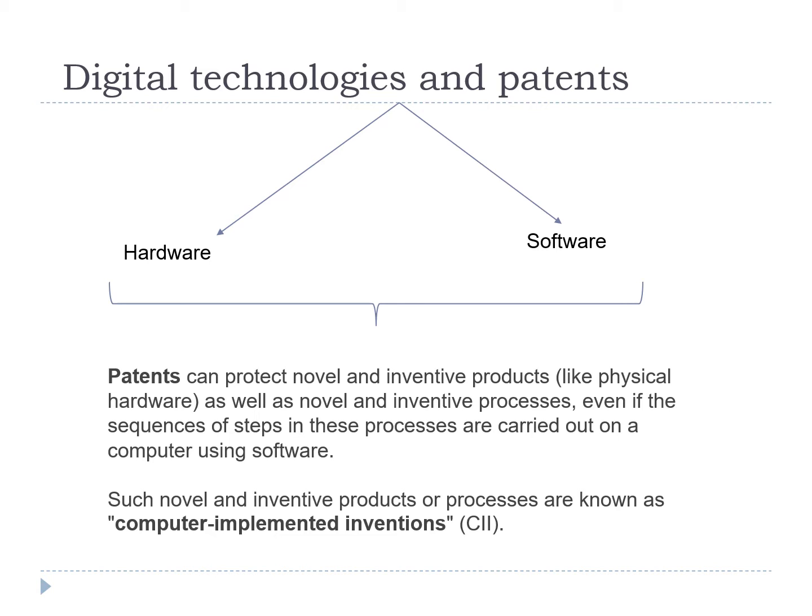If you think about patents, what they protect are novel and inventive products, right? Like physical hardware. But they can also protect novel inventive processes, even if those sequences of steps are carried out on a computer using software. And how typically the patenting sphere talks about such inventive products and processes is computer implemented inventions.